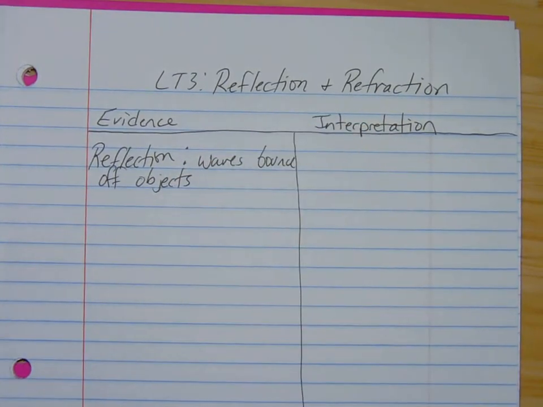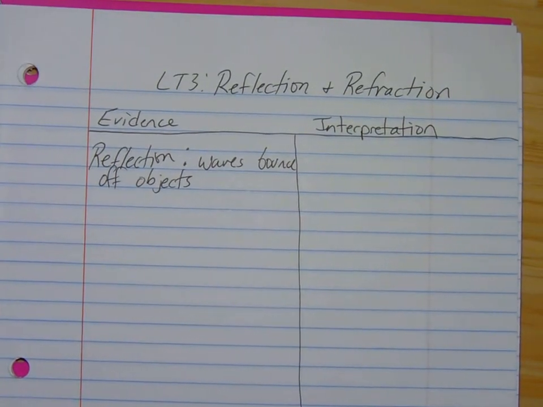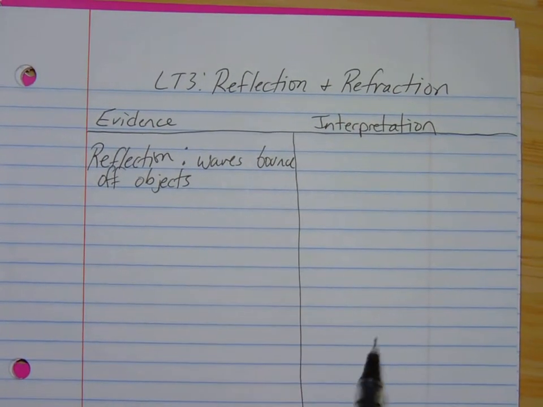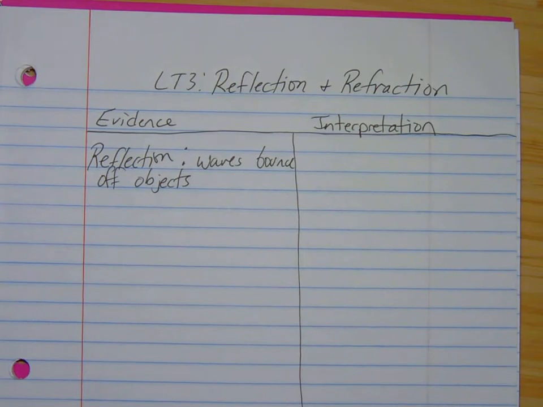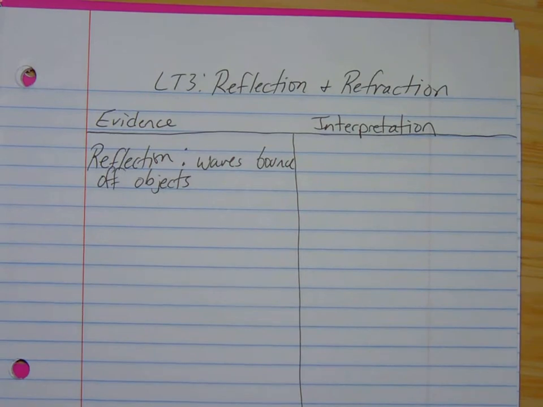If you're in class, you know we do an activity with a protractor where we know that the angle a wave hits, it will bounce off at a corresponding angle. If you throw a ball against the wall, depending on the angle at which the ball hits the wall, that's going to determine the angle that the ball reflects or rebounds, so it reflects off the wall.